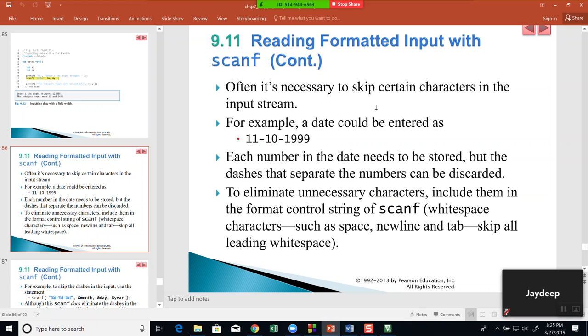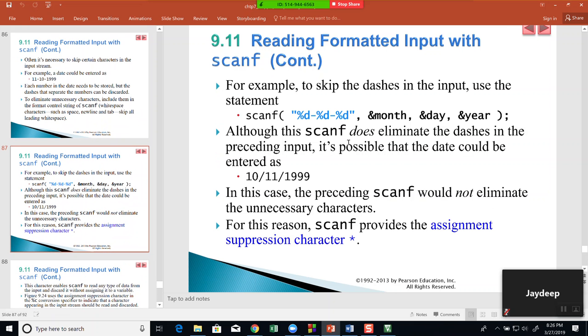Often it's necessary to skip certain characters in the input stream. For example, date could be entered with the dashes here. Each number in the date needs to be stored, but the dashes should be discarded. To eliminate unnecessary characters, include them in the format control. So, for example, to skip the dashes in the input, use this statement where you put the dashes there.